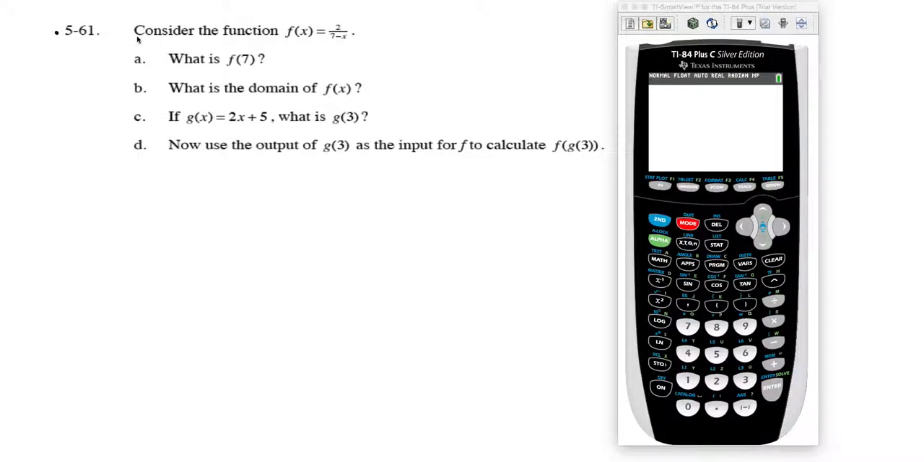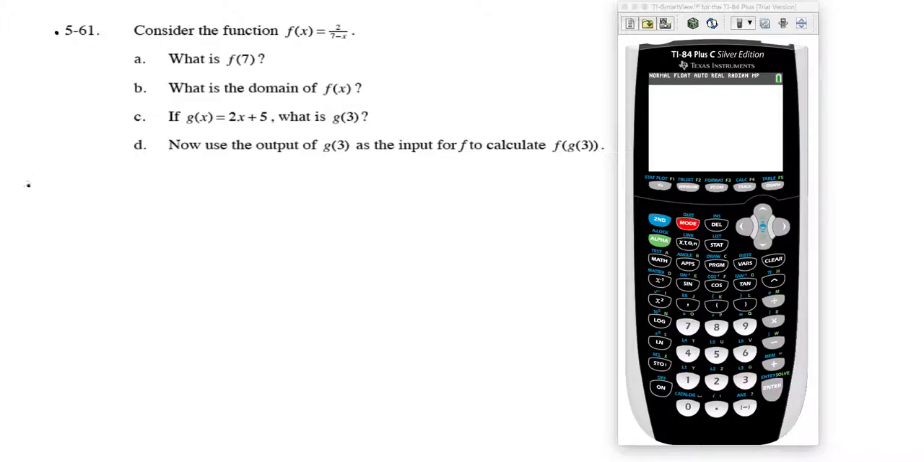Problem 5-61. Consider the function f of x equals 2 divided by the quantity of 7 minus x. What is f of 7? So in other words, when we plug in 7 into the function here, what are we going to end up with? So first of all, let's go ahead here and think about it from an algebraic standpoint.